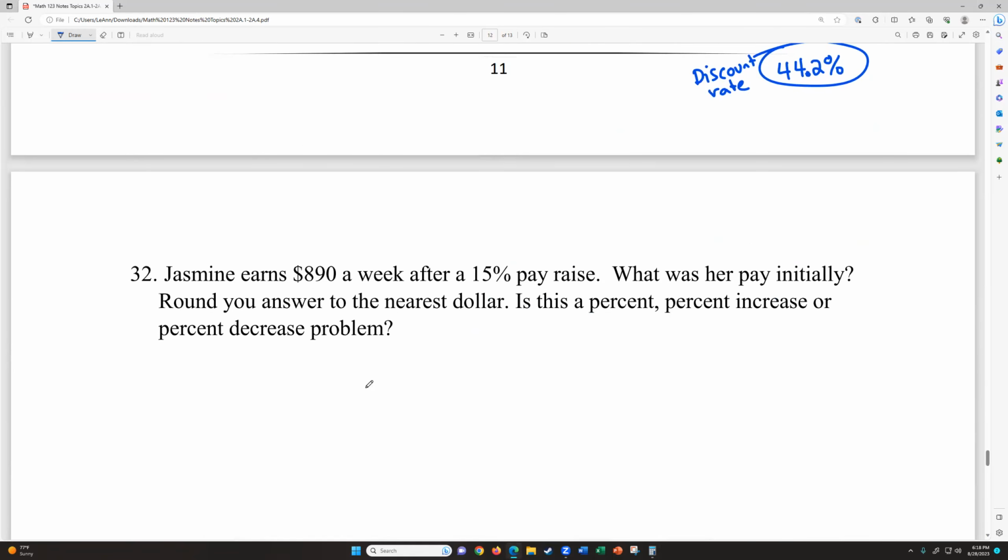All right. Jasmine earns $890 a week after a 15% pay raise. That's a markup. What was her pay initially? So 100 plus 15. So we have her new pay. We're looking for her old pay. So again, anytime you have both new price and old price, you're going to be looking at the markup or the discount, where we do either plus the percentage or minus the percentage. Okay. Round our answer to the nearest dollar. Is this a percent increase or percent decrease problem? This one would be a percent increase problem since they gave her a pay raise.